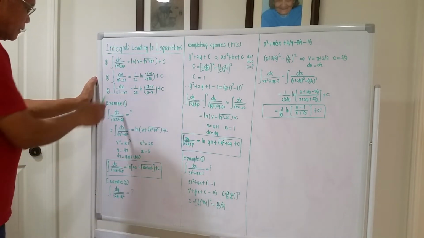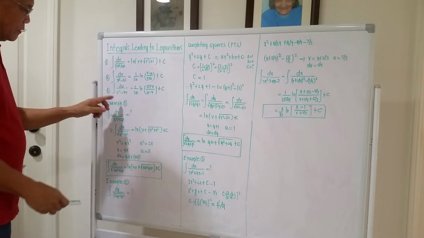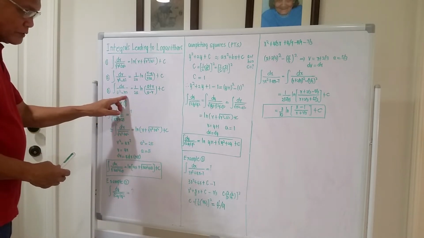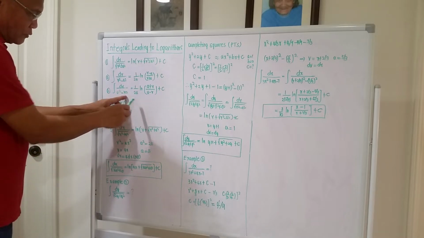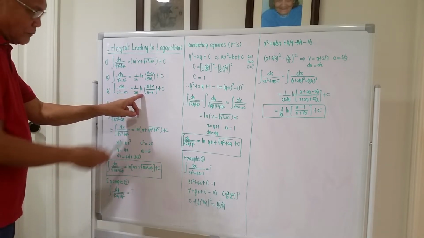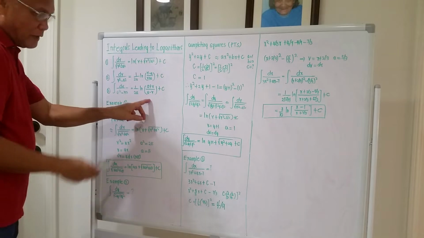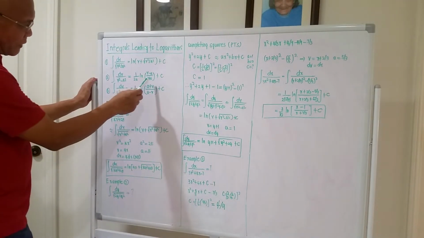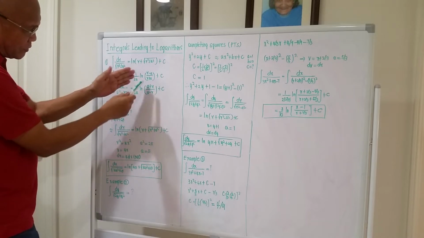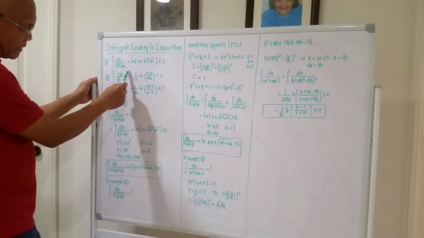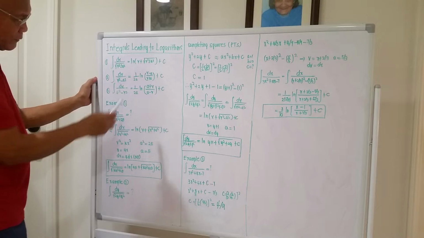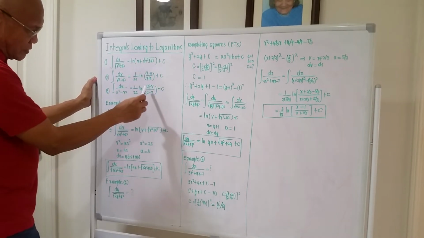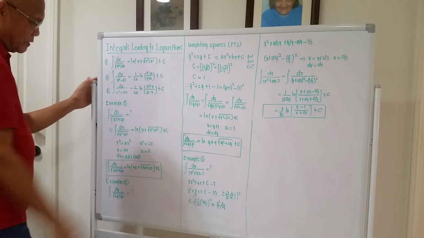Number three, the integral of db over a squared minus b squared equals 1 over 2a natural logarithm of a plus b over a minus b plus c. Okay, so you see the variations under the natural logarithms. It's different for equation number 2 and equation number 3. One is b minus a over b plus a. The other is a plus b over a minus b.